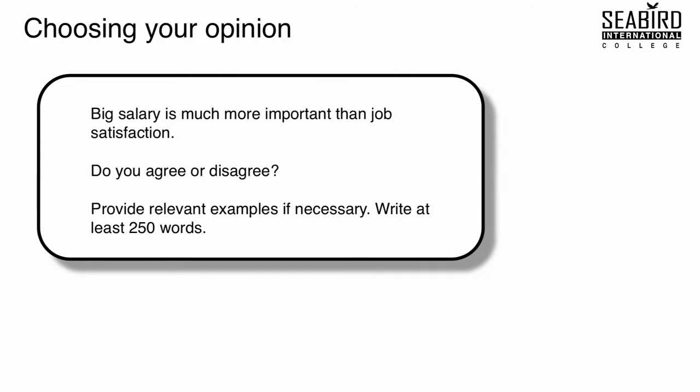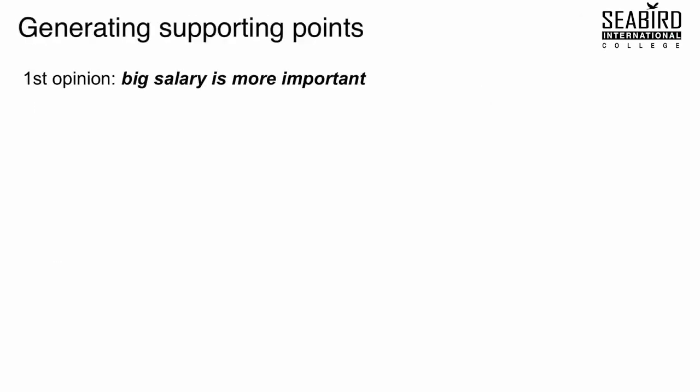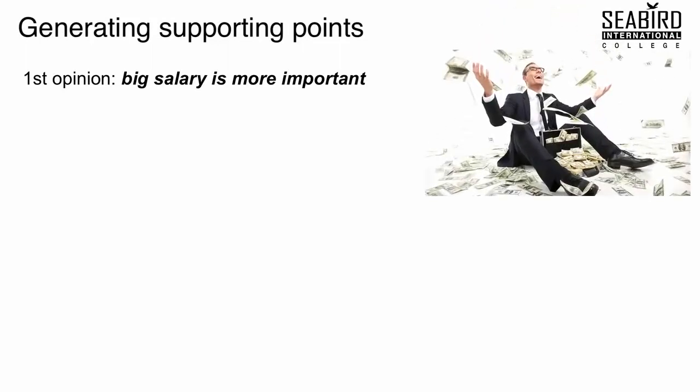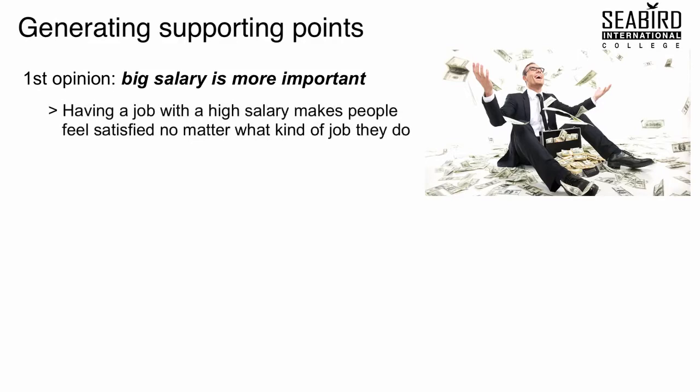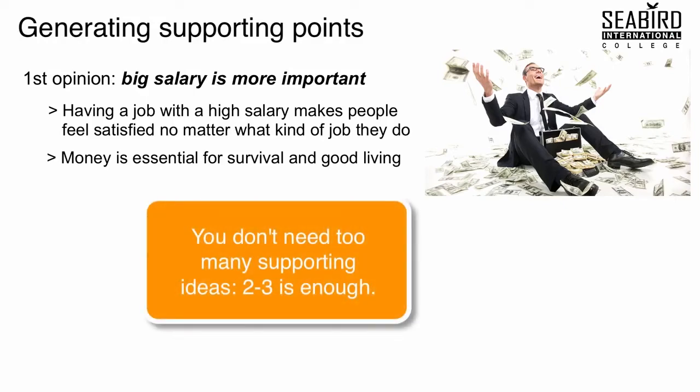Now let's generate supporting points for each of our opinions. Our first opinion: big salary is more important. So, what are our supporting ideas? Why can big salary be more important than job satisfaction? Well, having a job with a high salary makes people feel satisfied, no matter what kind of job they do. That's our first supporting point. And also, money is essential for survival and good living. Okay, that's good. You don't need too many supporting ideas. 2 or 3 supporting ideas is enough.